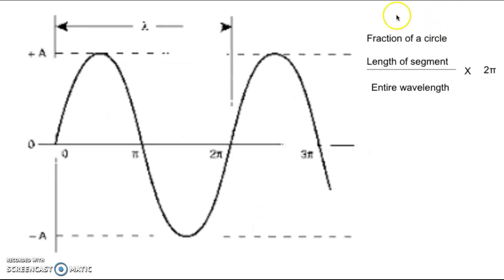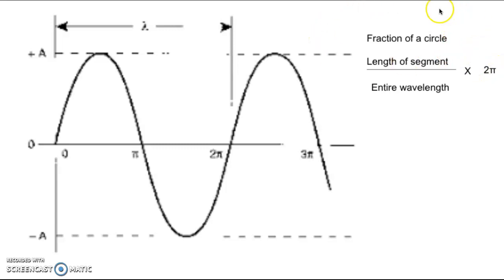Think about it like an equation. If you can work out the fraction of the circle, which is the length of the segment you're interested in divided by the entire wavelength, that will give you a fraction. So for example, this distance divided by this distance, which is a half, times 2 pi will give you the fraction of the circle. If you have a tiny distance, just say from there to there, you would measure that distance, and then you would measure the whole wavelength. That would give you a fraction. You multiply that by 2 pi to give you your fraction of a circle.